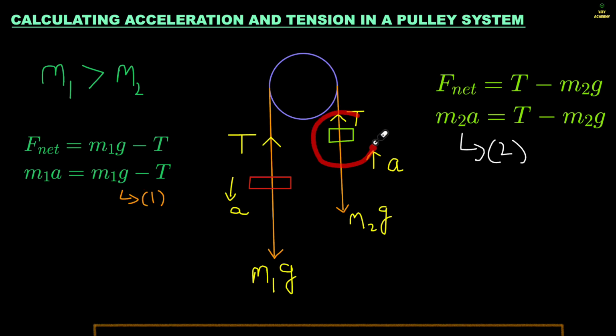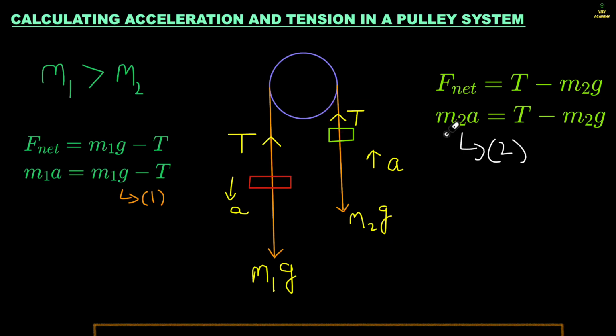Similarly, on the lighter side of the rope, we have the M2, which is lighter in weight. Again, the net force is equal to tension minus M2g. So tension is higher than the force of gravity here. So M2a, which is the net force, that is equal to tension in the rope T minus M2g. This is our equation number 2.